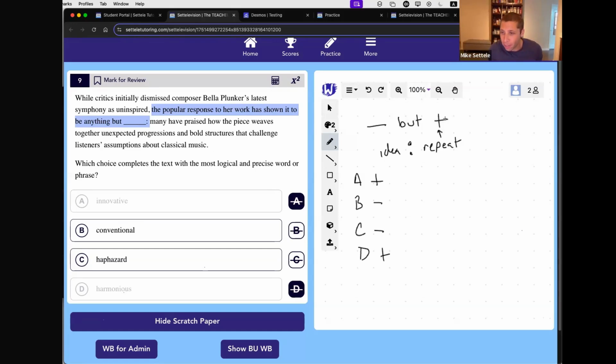So we do want a positive here, right? We do want that. But we have to recognize that they've given us a negative, "anything but," right before the blank. And just like in math, two negatives make a positive. So we need a negative in that blank. I saw some of you got a little tricked by that. That's okay. This is something you're not used to looking out for, right? They're doing this on purpose.